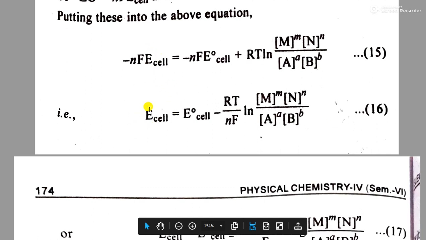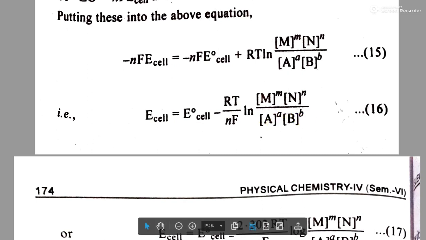Again, we can change this equation in terms of E cell. So we have to bring this minus nF term to the other side, that is below RT. So the equation changes to E of a cell is equal to E0 of a cell minus RT divided by nF ln concentration of M raised to m into concentration of N raised to n divided by concentration of A raised to a into concentration of B raised to b.